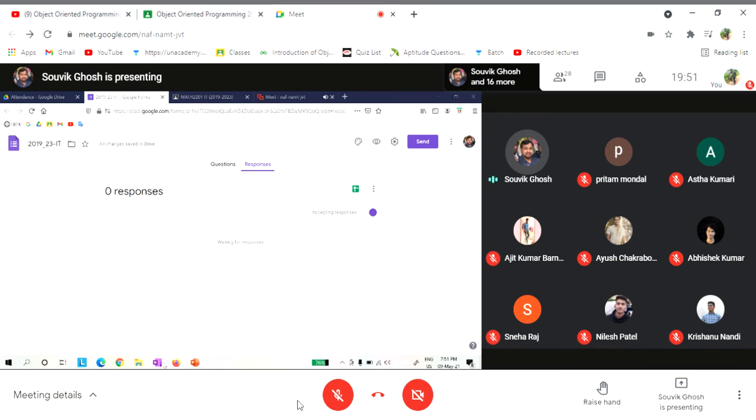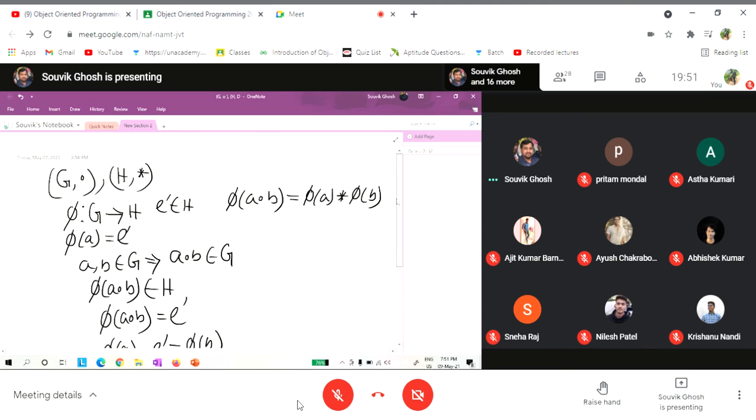Okay, so the proof again. We have two groups, G with composition and H with star. The function phi is given to us, which maps from the set G to the set H. It maps any element in the set G to the identity element of the group H. Since H is a group, this is an identity element, and let us denote it as E dash. Now we choose two arbitrary elements A and B.